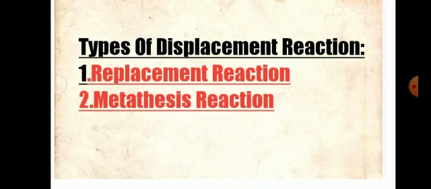Now let us see what the types of displacement reaction are. There are basically two types of displacement reaction: the replacement reaction and the metathesis reaction. Even your double displacement reaction is called a metathesis reaction. That is the other name for double displacement reaction, and the types of displacement reaction also include the metathesis reaction.